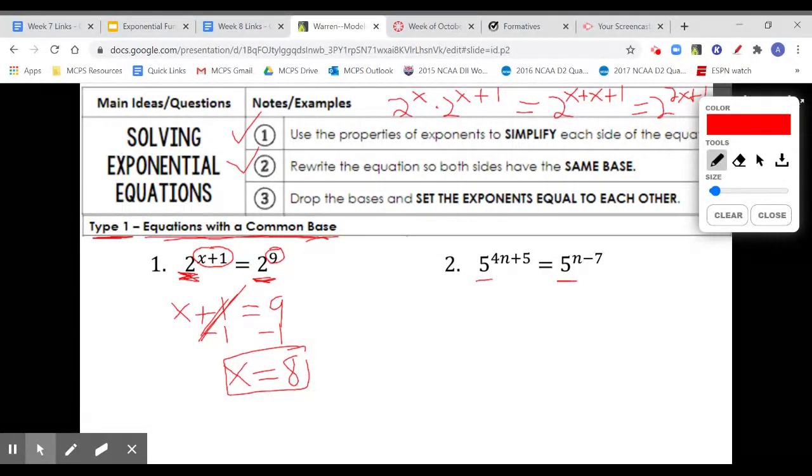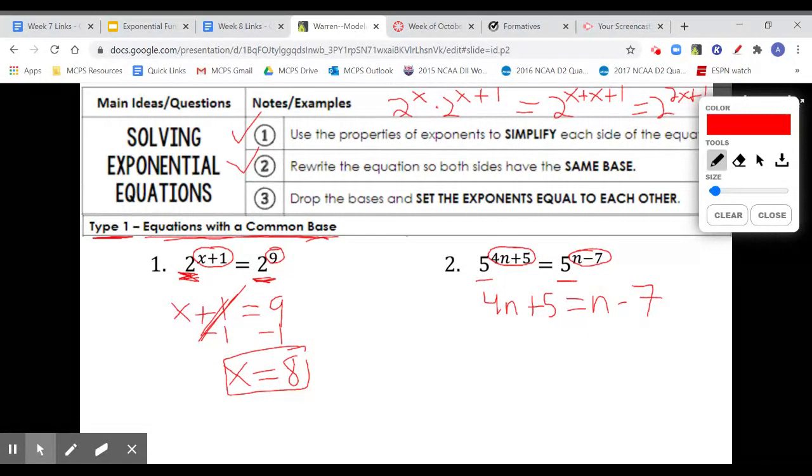I'm going to do the same thing on this second problem. Again, the bases are the same as each other, so I'm just going to write an equation where I set the two exponents equal to each other. And what that leaves me with is 4n plus 5 is equal to n minus 7.